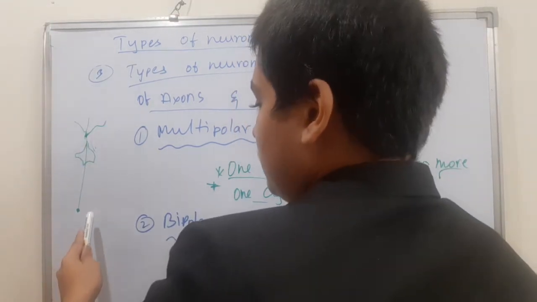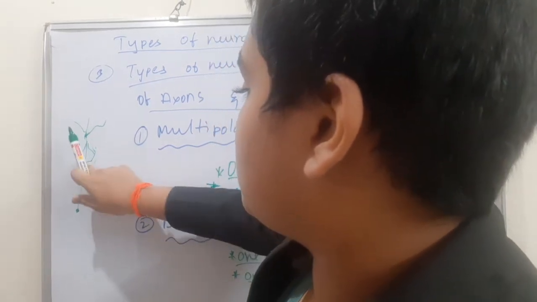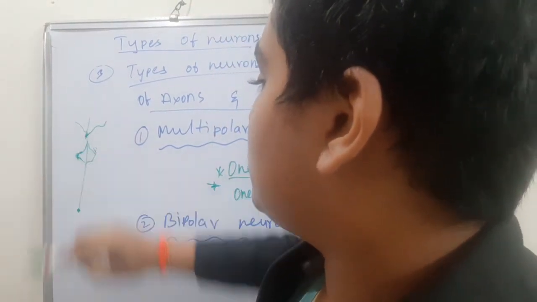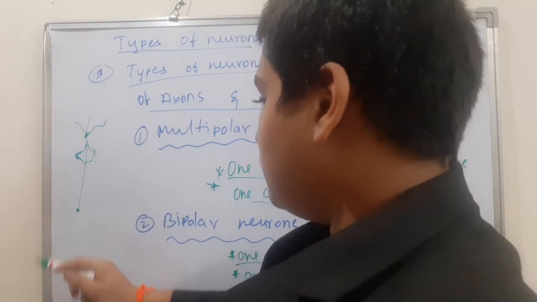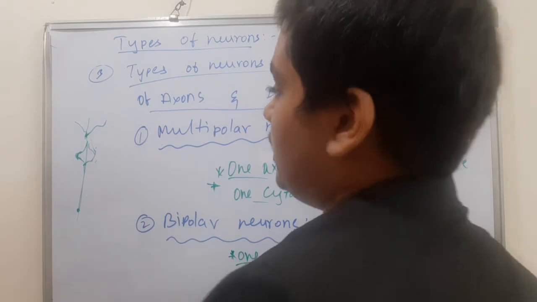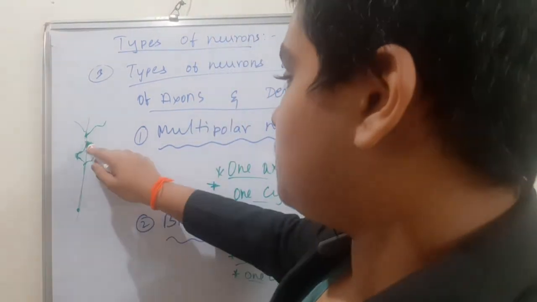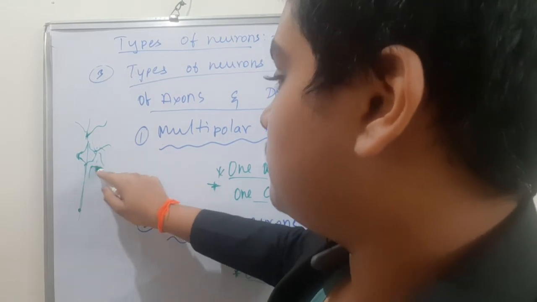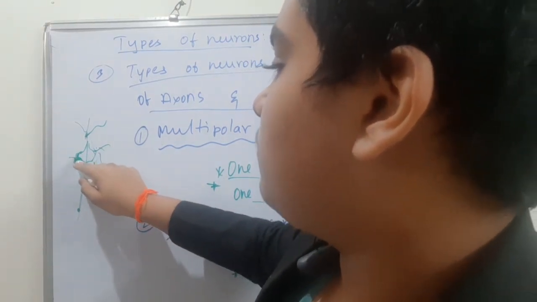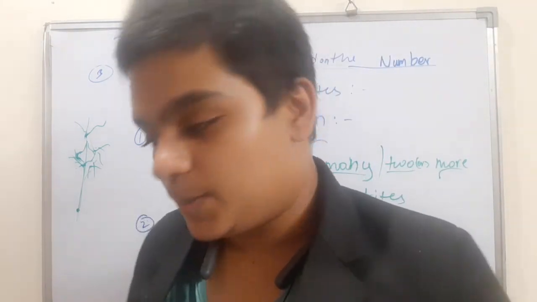And there are no other dendrites. The dendrites are not present. And from this pole, only one axon arises. Then it is called a bipolar neuron. But if from this pole there are many dendrites arising, but from the second pole there is only one axon arising, they are called multipolar neurons.